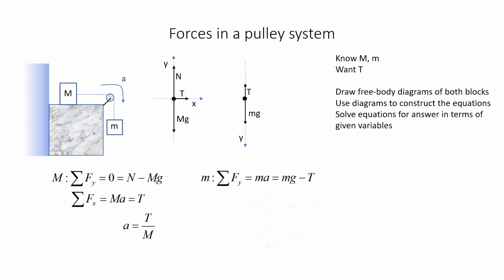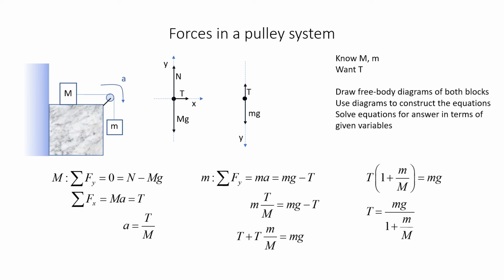If I solve the x component equation for acceleration, I get a equals tension over mass. Here I've substituted that into the equation for the small hanging mass, and then I've rearranged things to get all the terms with tension on one side. I factor the tension out of the equation. And finally, I get the answer I'm looking for. Tension equals little mg over quantity 1 plus little m over big M.